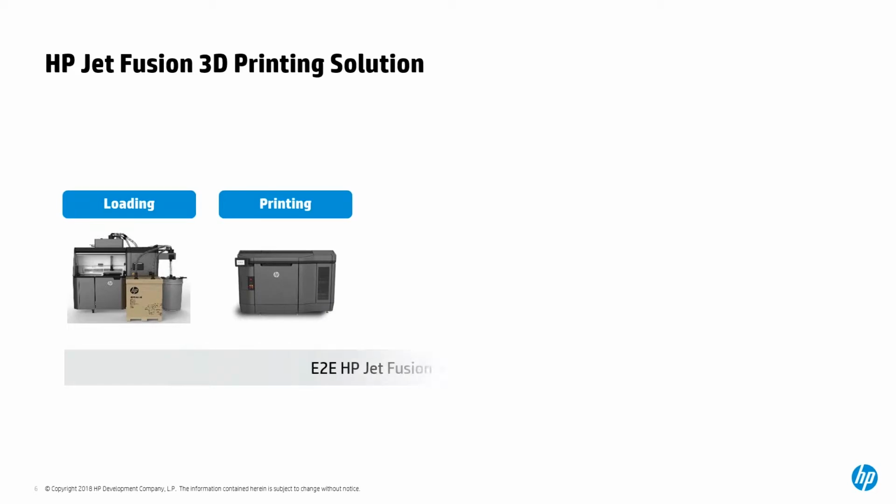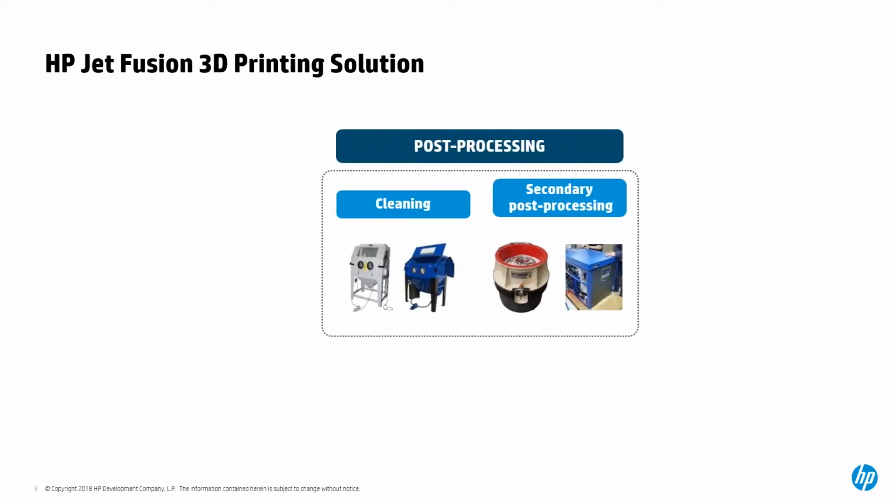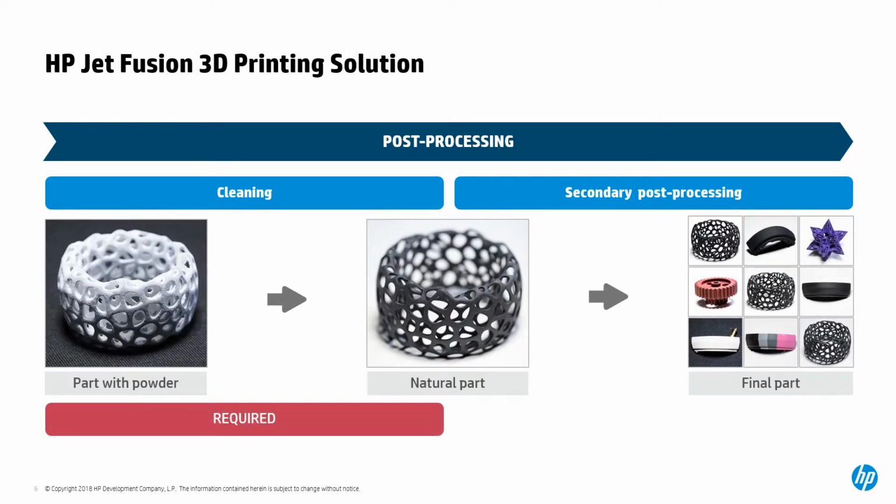Before that, I would like to frame the objective of this webinar. So here you can see the 3D printing workflow for the 4200, from the loading of the build unit in the processing station through the printing process and the cooling and unpacking afterwards. But today we are going to be focused on the post-processing steps, where you can see that there are two main phases. The first one is the cleaning of the parts, and the secondary post-processing that could be applied afterwards. So the cleaning is a mandatory step where the excess of powder after the part is unpacked is removed.